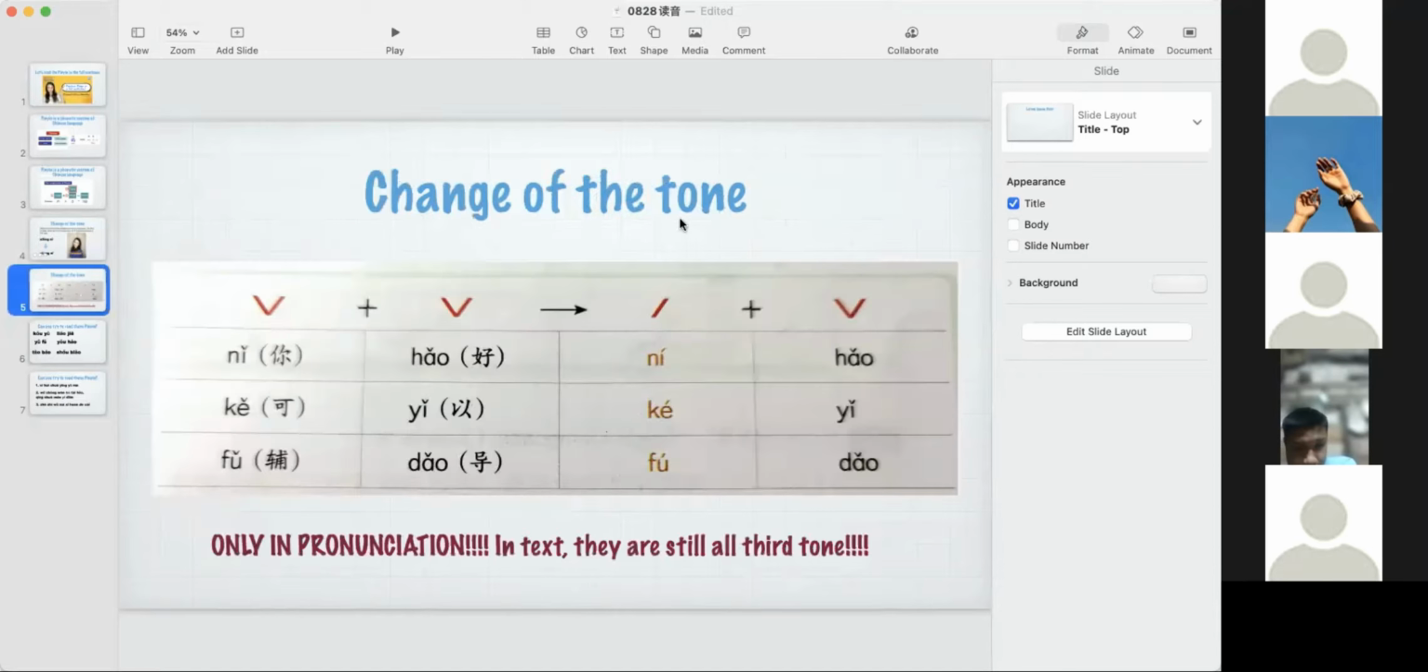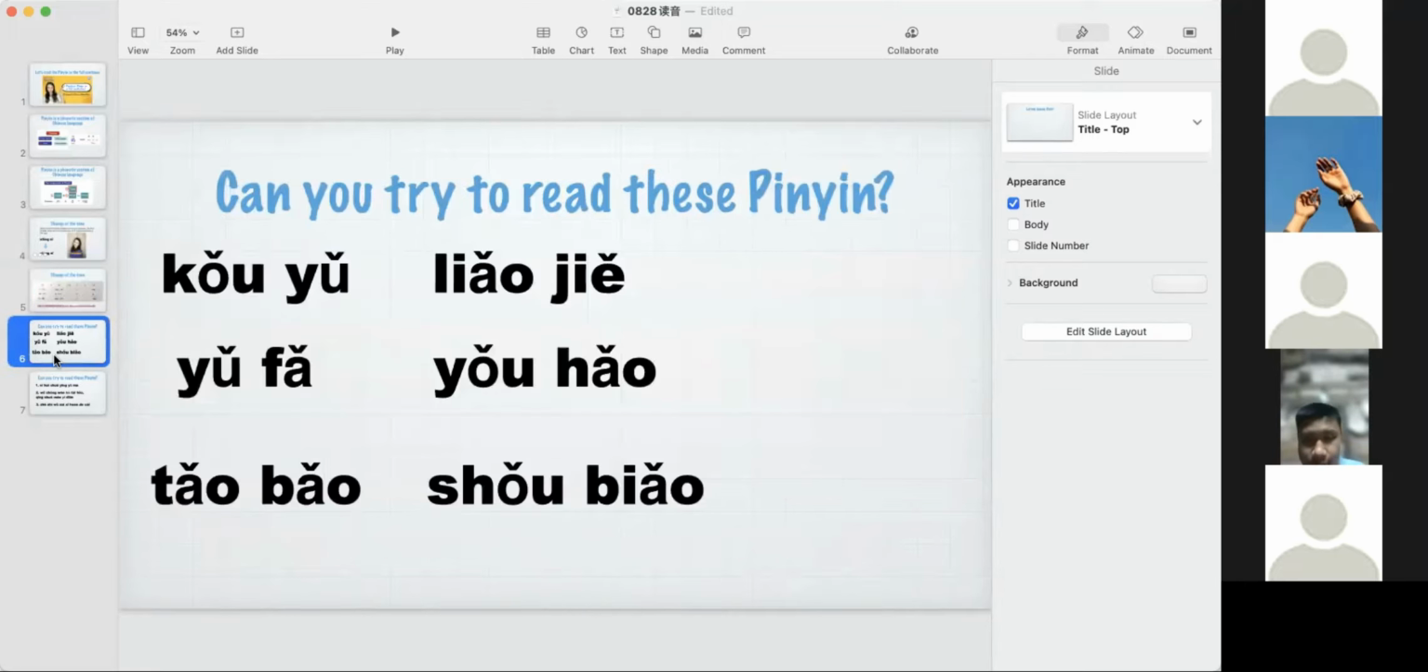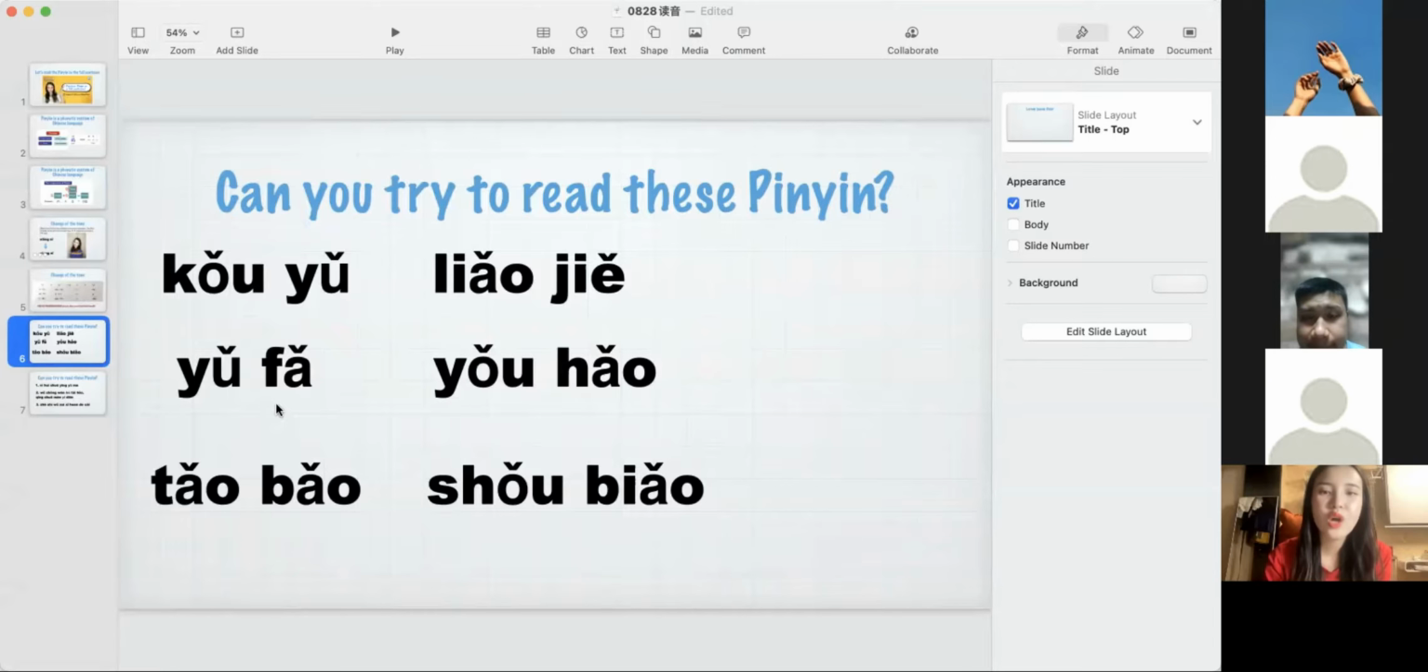This is what I teach here. So we need to change the tone. Just simply change the first character into the second tone, okay? So this one is going to be 了解. 了解. Yes. 了解, perfect. And try this one. 语法, 语法. Perfect. And try this one. 友好, 友好. Yes. Perfect. And try this one. 淘宝, 淘宝. Yes. Perfect.